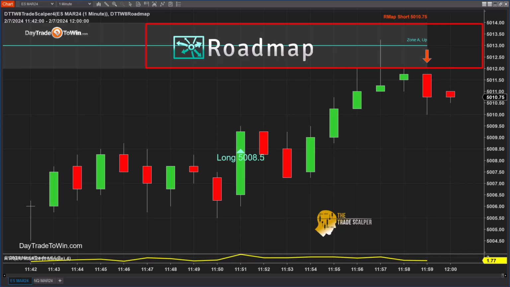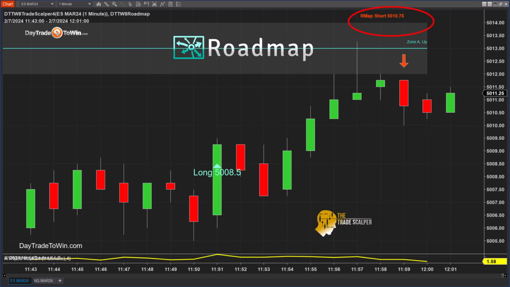Now we see a signal here to go short. So the roadmap is telling us to go short, and it's exactly what we anticipated. The market usually lands in these roadmap zones, which we know in advance, and we're looking to either break through the zone or to see it reverse off of it.